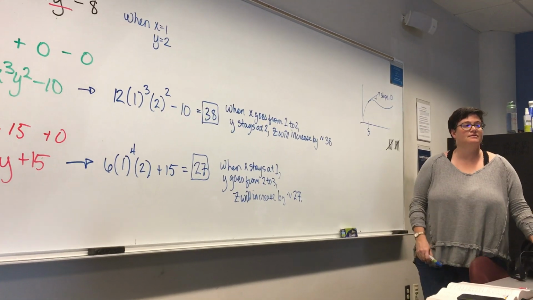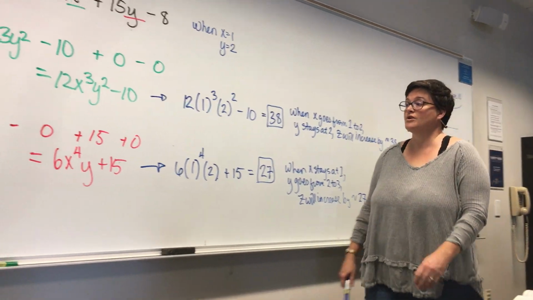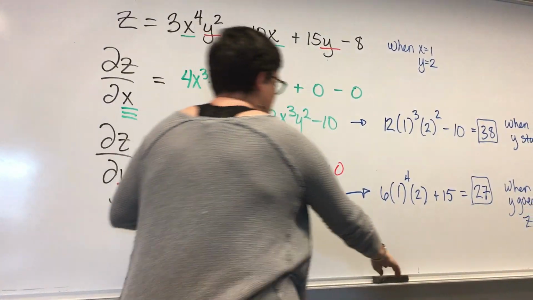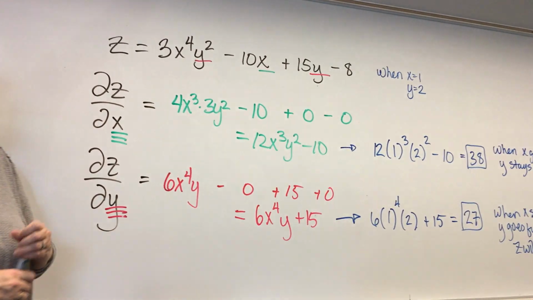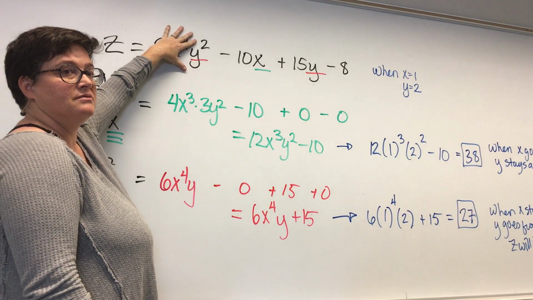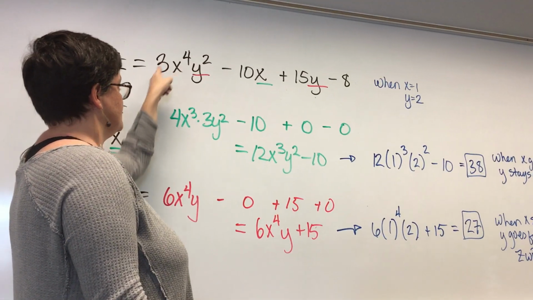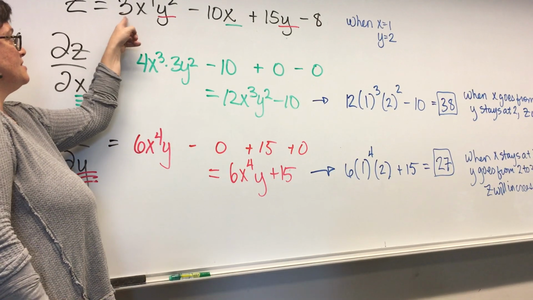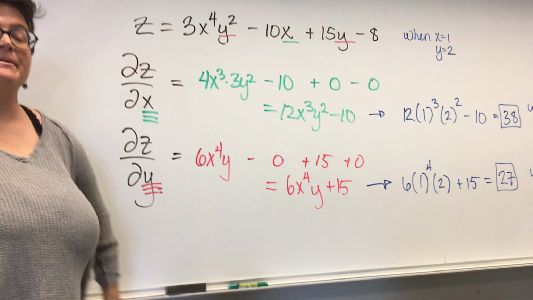Emily, how do you get 6x to the 4th y, right here? Okay, let's talk about this. I'm going to get rid of the green part just to eliminate confusion here. So y is our variable. So let's first look at the derivative of y. What's the derivative of y there? 2y. Okay, what's 2y times the constant that's now going to go along for the ride? So 2 times 3 becomes 6, x to the 4th, and the y. Okay, does that make sense?